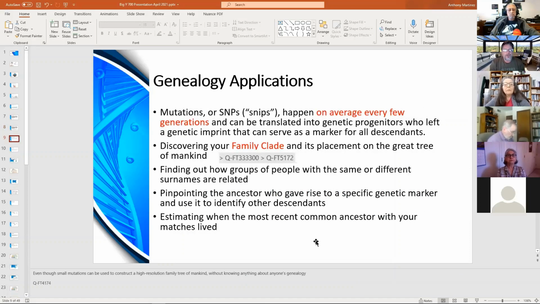So, of course, this is all important because we're genealogists, right? So we want to be able to apply these test results to answer genealogy questions. And that was my presentation last time, where I demonstrated how I could use Big Y results to answer investigatory questions within genealogical time. So mutations, SNPs, single nucleotide polymorphisms, happen on average once every 3 or 4 generations, and can be translated into genetic progenitors who left a genetic imprint that can serve as a marker for all descendants.